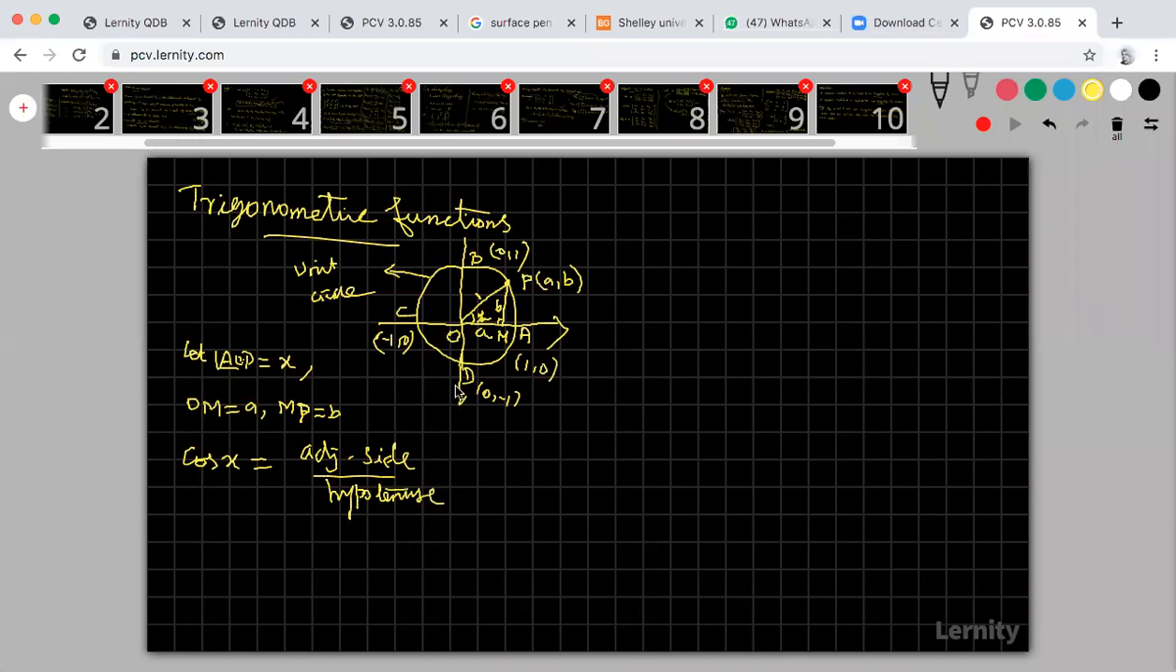What is my adjacent side? Look at that. This is the angle x. The adjacent side is A. What is my hypotenuse? That is 1. So therefore the answer is A. That means your cos x is equal to A.